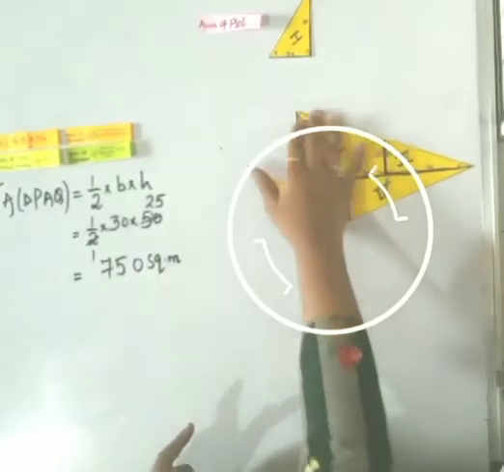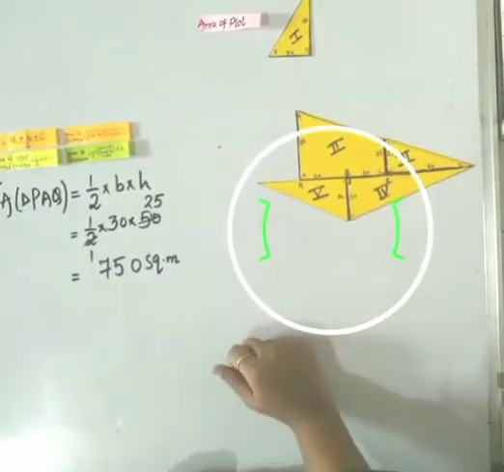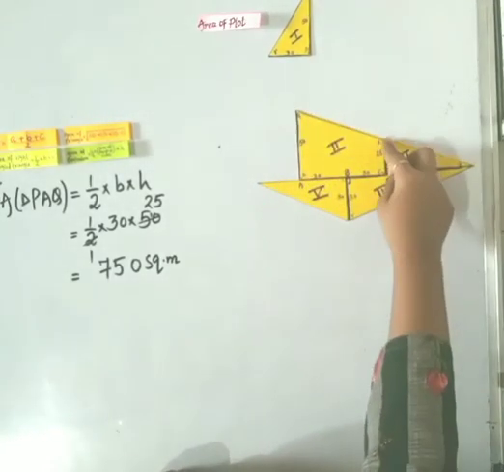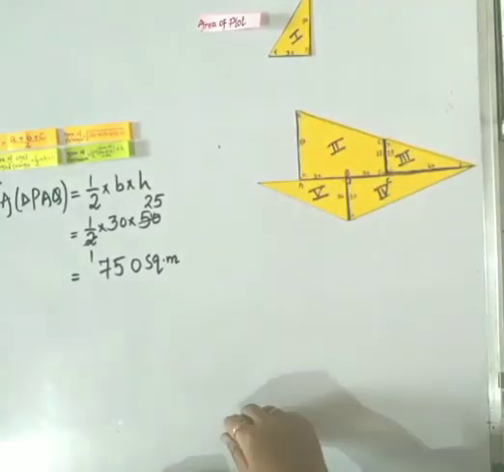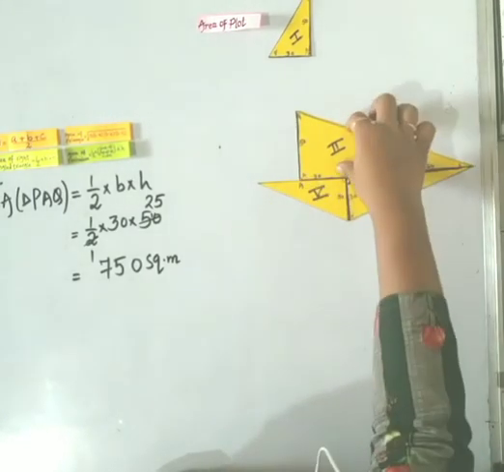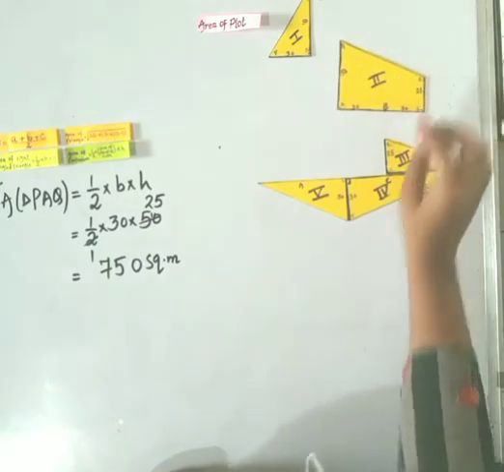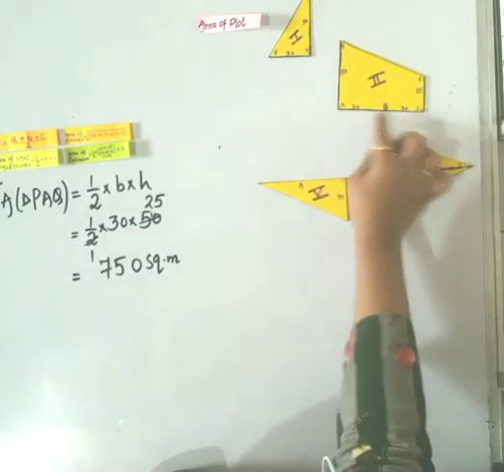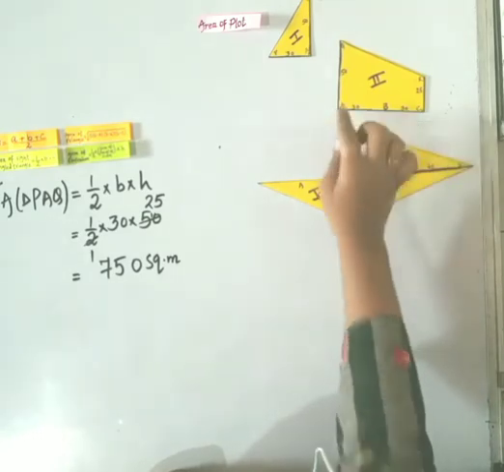Now let's come to the second part. The second part is a trapezium. As QA and RC are parallel to each other, and the perpendicular distance between these two parallel sides, this is a trapezium. These two are parallel sides and the distance between these parallel sides is CA.